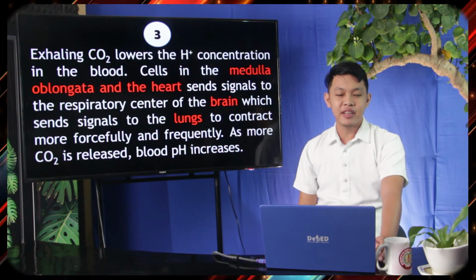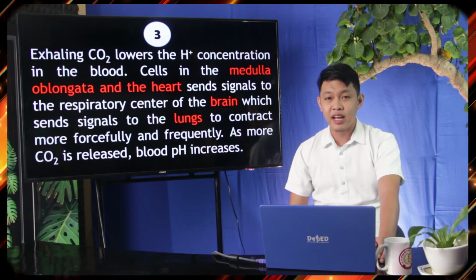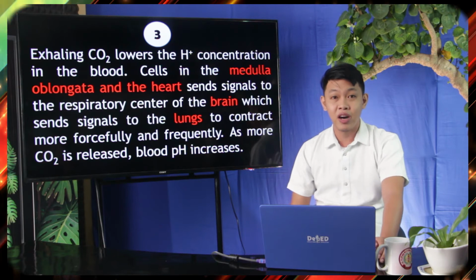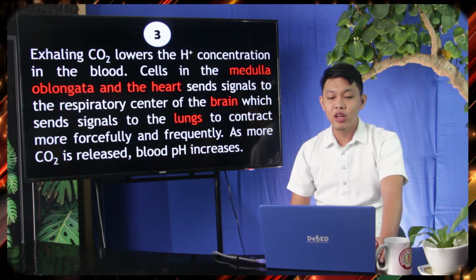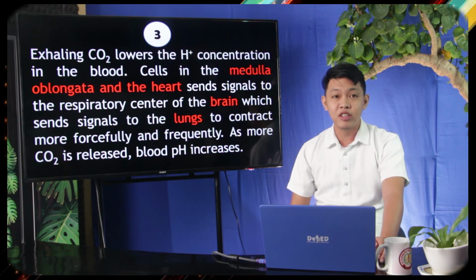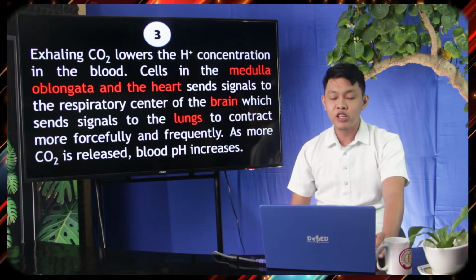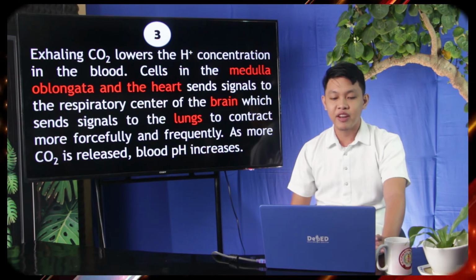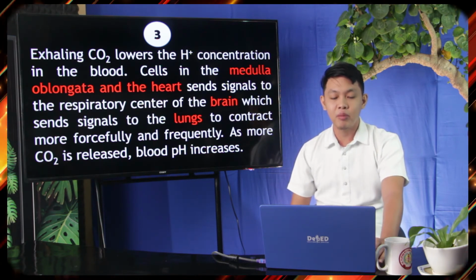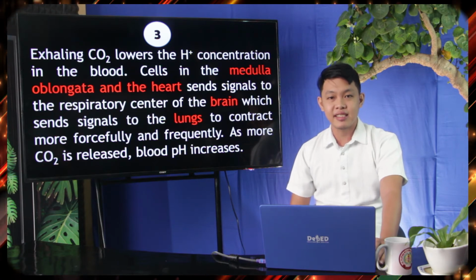Next, for number 3, exhaling carbon dioxide lowers hydrogen ion concentration in the blood. Cells in the medulla oblongata and heart send a signal to the respiratory center of the brain, which sends a signal to the lungs to contract more forcefully and frequently. As more carbon dioxide is released, blood pH increases.